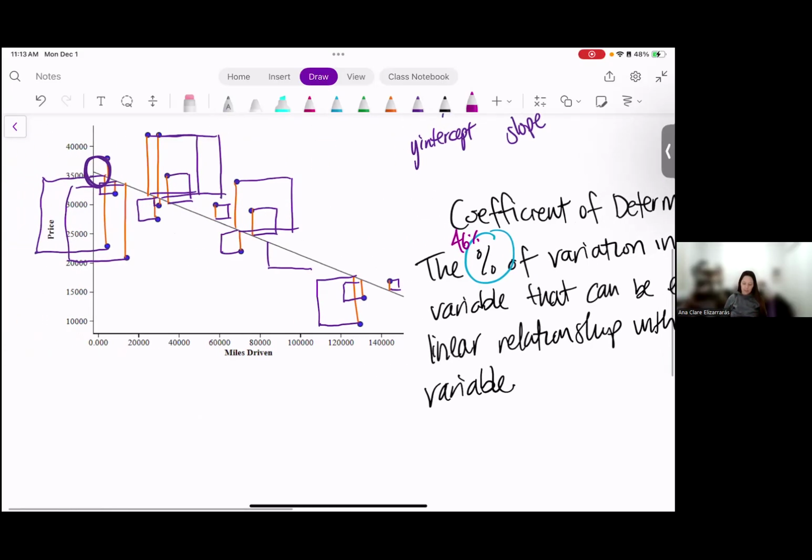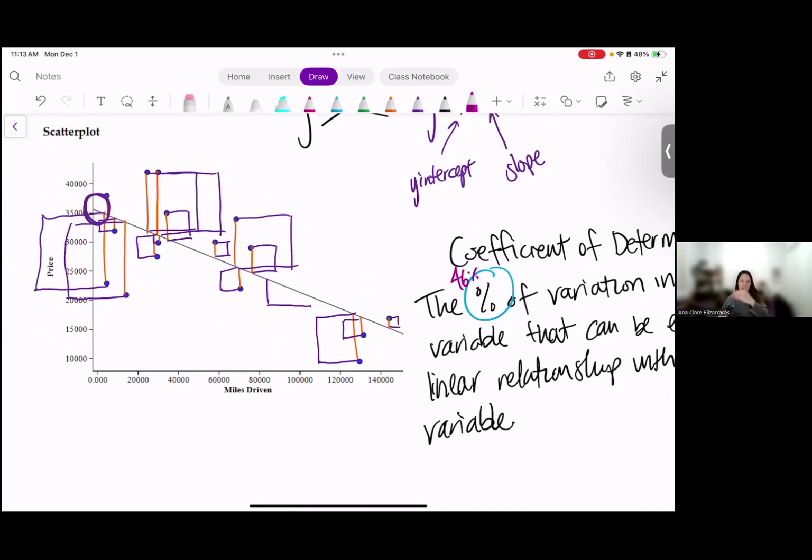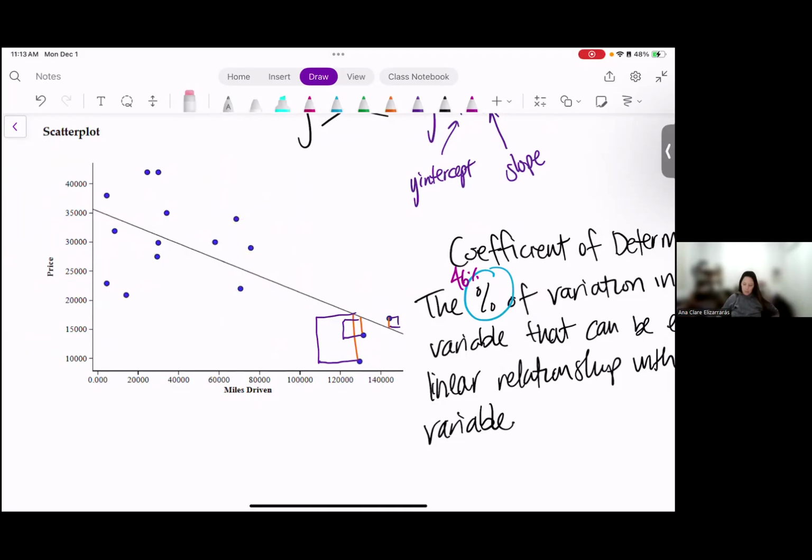So what does that mean? So there is this relationship here. I'm going to erase my squares. But what it's saying is 46% of the reason that price is the way that it is explained by miles driven. So the price is determined 46% by miles driven.